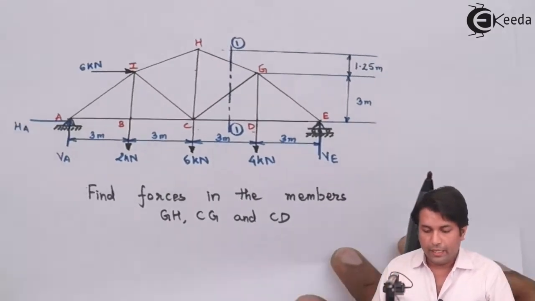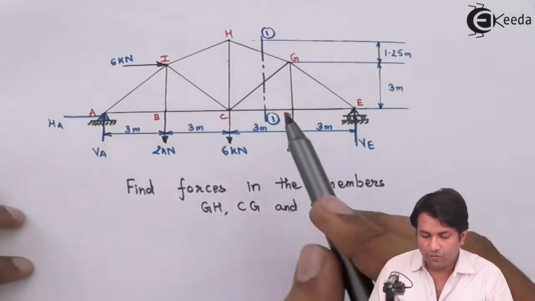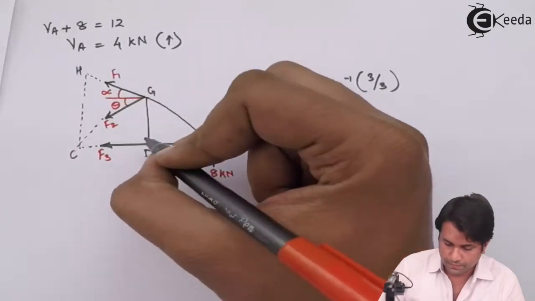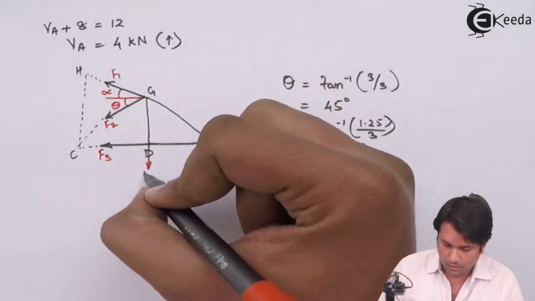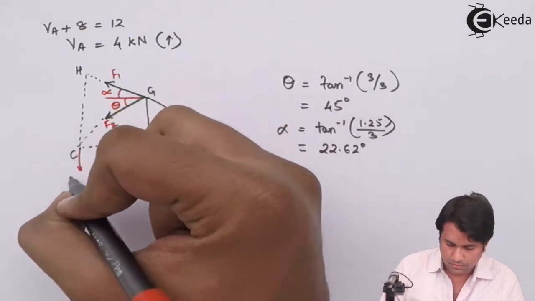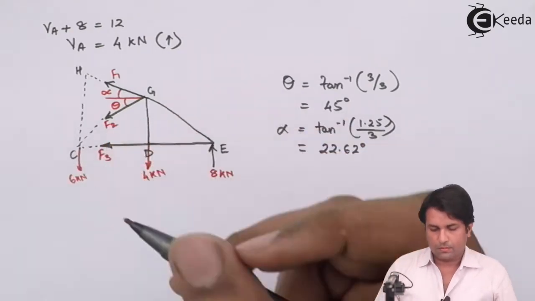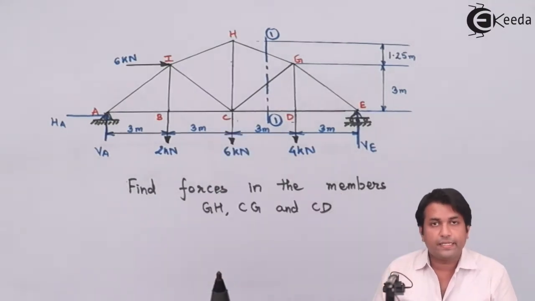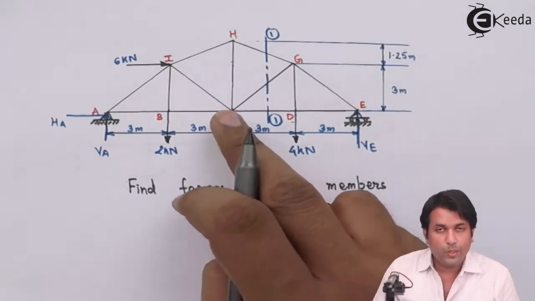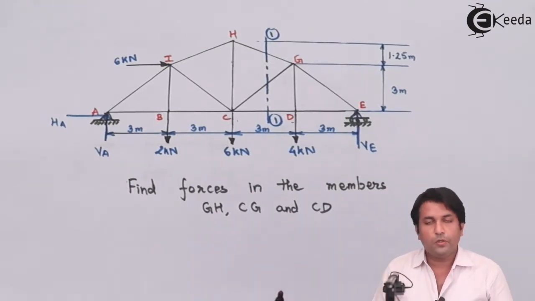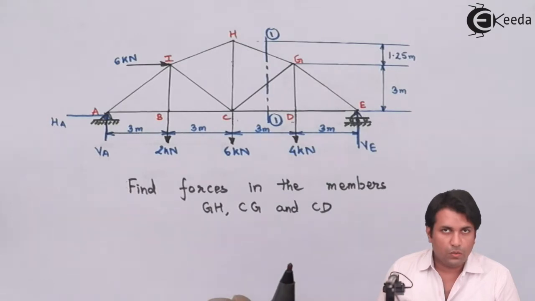Now before I move on to that, you can see that I have a 4 kilonewton force acting at D, so I need to show that also. At C, I have this 6 kilonewton force. If I take this 6 kilonewton force, the moment because of that force will be 0, so it is not going to affect the equation. So I'll write the equation for moment about C.